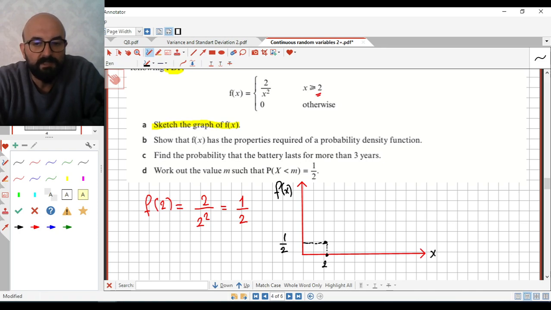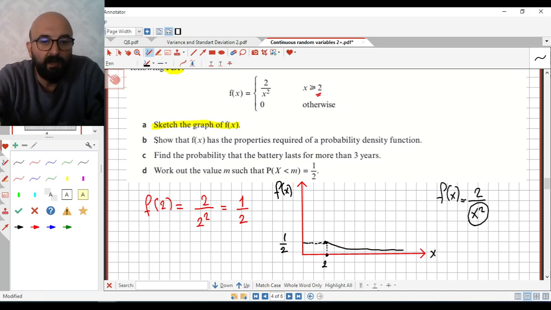So otherwise it is 0, like this, and it should be this point, because when x increases, our function decreases. Okay, because our function is like 2 over x squared. When x increases, our function value should decrease.